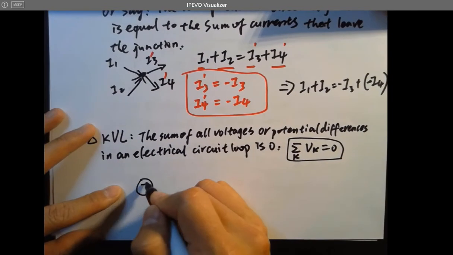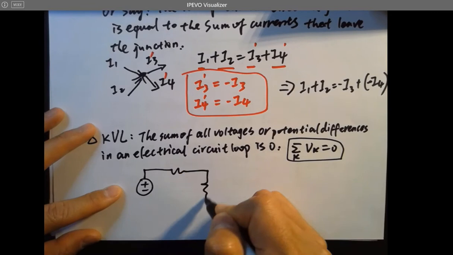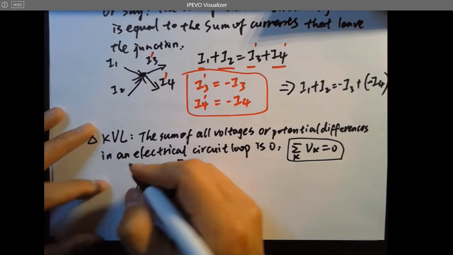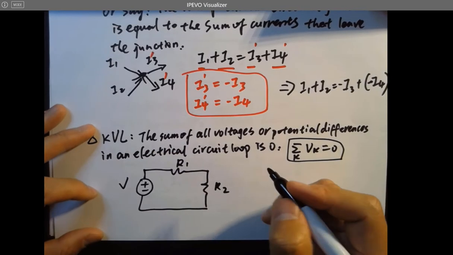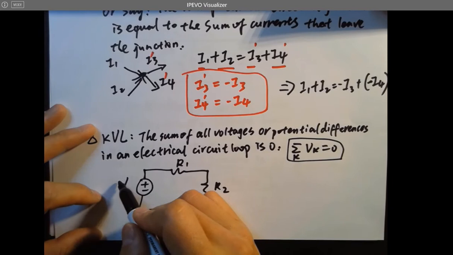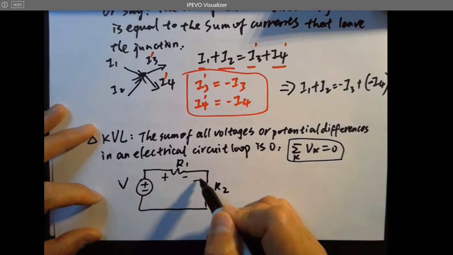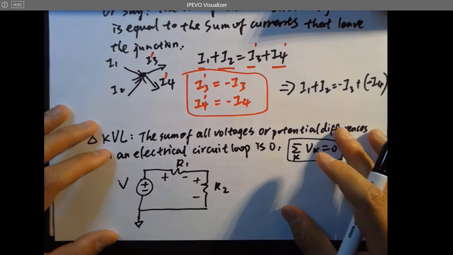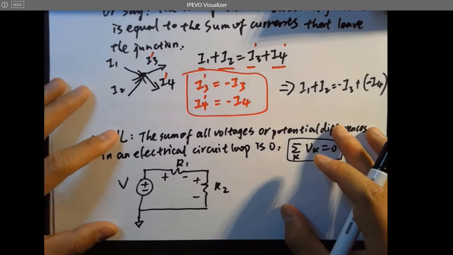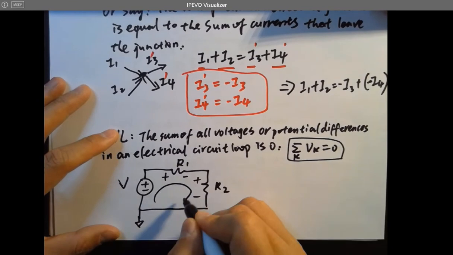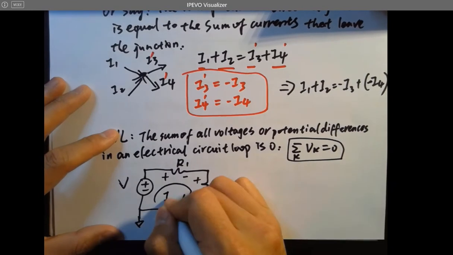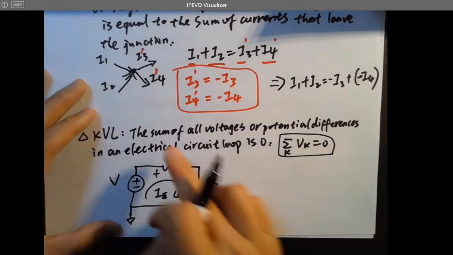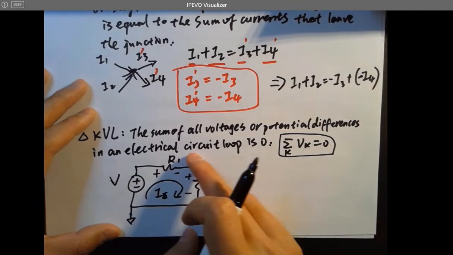So I have a voltage source, I have a resistor, another resistor, and this is called R1, this is called R2, and that's V, right? And the potential drop is like this, plus minus, because the voltage here is higher than here, and we ground here. So we know that the current is going to flow in the circuit, and we call the current I. And the sum of all the voltages and potential differences in an electrical circuit loop is 0.